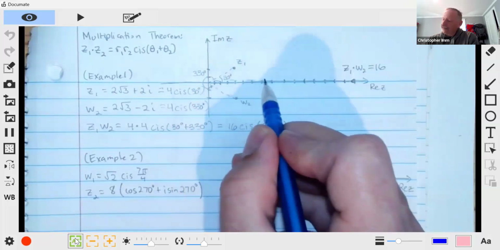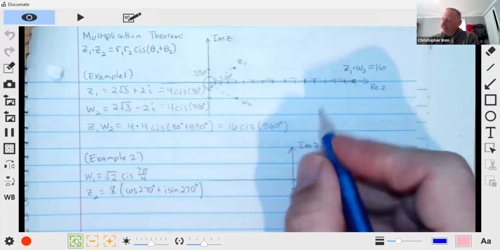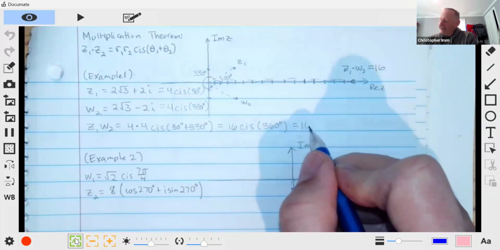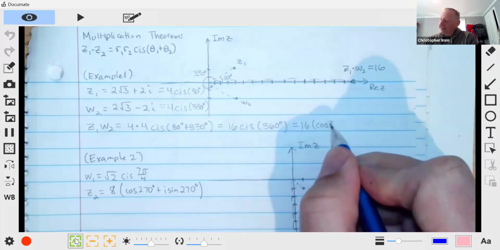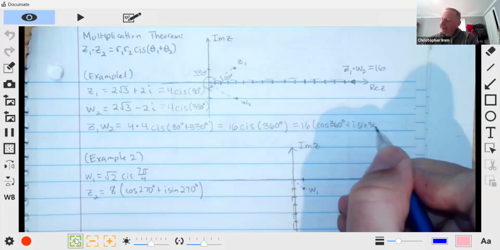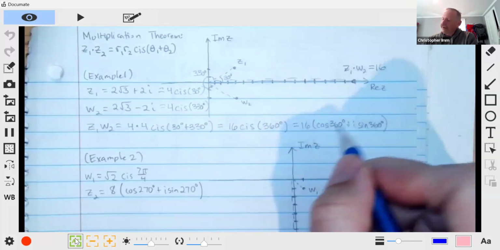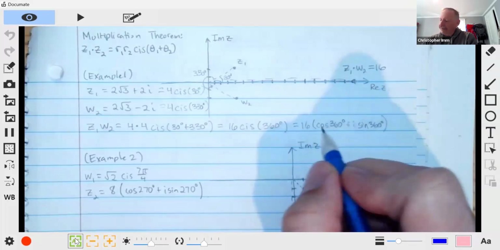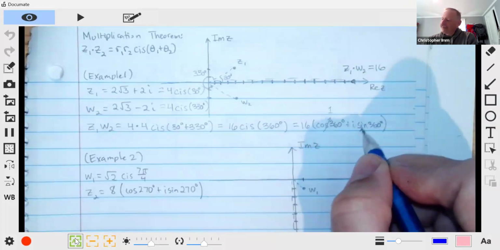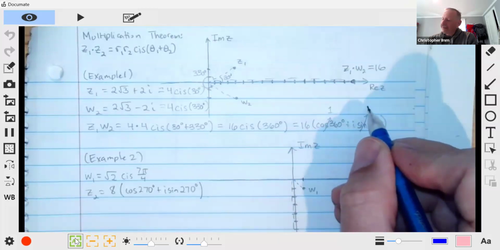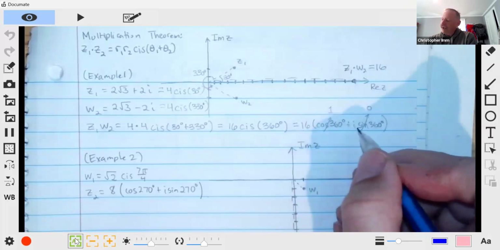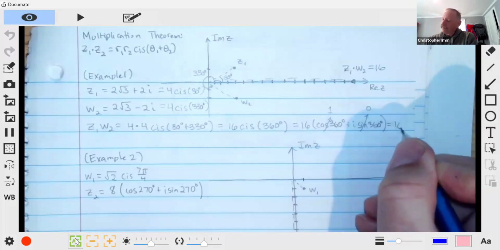And you can definitely see that if we convert that trig form back into a standard form. So I'll have 16 times the cosine of 360 degrees plus i sine 360 degrees. I know that the cosine of 360 degrees is just like the cosine of 0, so that's just going to be 1. And the sine of 360 degrees is like the sine of 0. It's going to be 0. So I have 16 times 1 plus i times 0 equals 16.